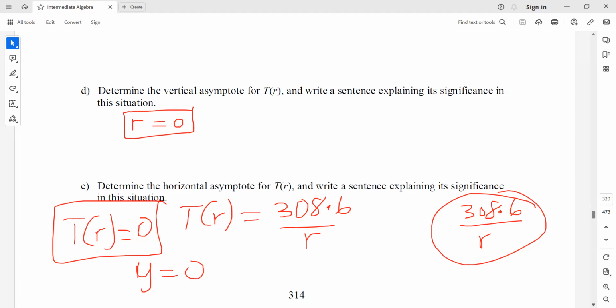Which means that, to write a sentence, as the rate increases, the time decreases. If the time actually equals 0, you will not have traveled any distance. And this does not make sense in the problem, because if time is 0, then it means you are still home. You didn't go anywhere, or you've not started traveling. So this doesn't make sense. It means you never traveled. All right?